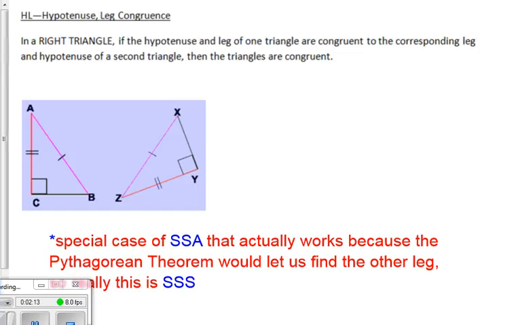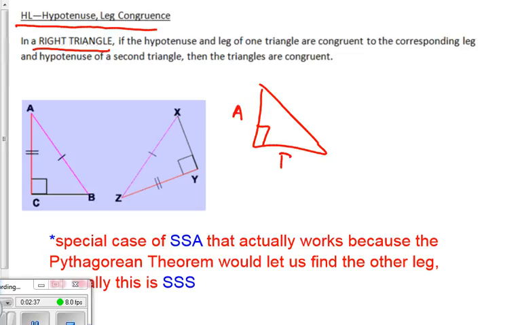Let's look at hypotenuse leg. This one says in a right triangle. So for hypotenuse leg congruence, I want you to highlight or underline, it's very important that you know this only works for right triangles. If the hypotenuse, remember hypotenuse is like our C value. If we have a right triangle here, we have the two legs, we call them A and B, and the hypotenuse is this length that is across from the right angle, that's our C.